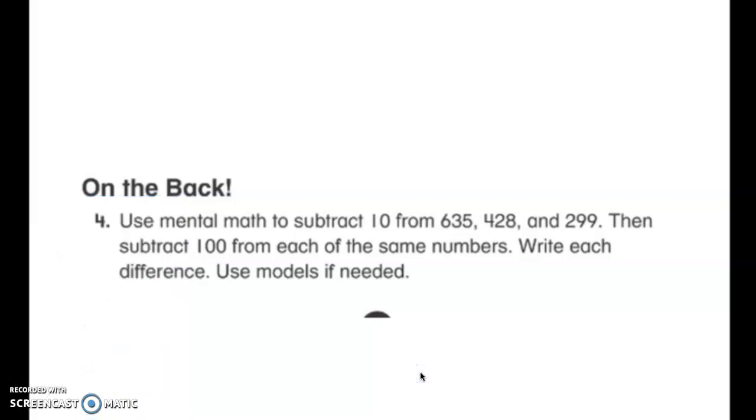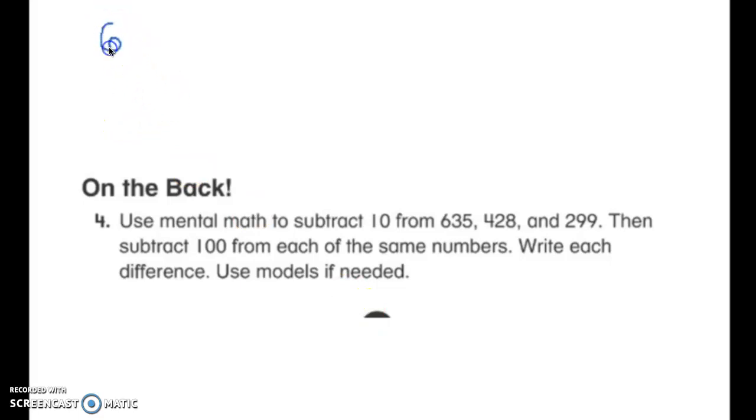All right, here is our last question. They want you to use mental math. Again, you can always use models if you need to. Subtract 10 from 635, 428, and 299. Then subtract 100 from each of those same numbers. Write each difference, and then again, you can always use the models if you need to, but try to use your mental math. So I'm going to write out those problems.